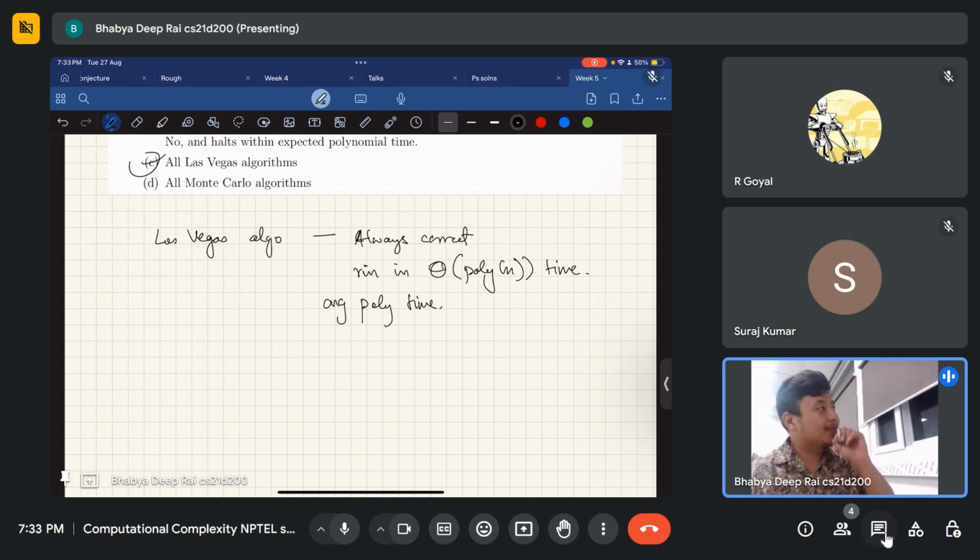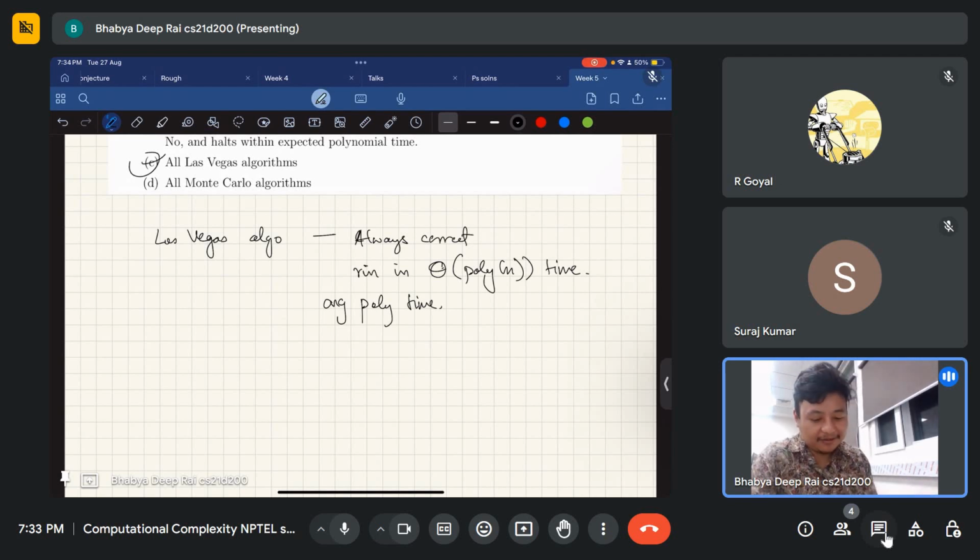Monte Carlo algorithms. I'm not sure whether it is exactly BPP or RP. Okay, I'll do a quick search. Let's see. Monte Carlo algorithm: randomized output may be incorrect with a certain typically small probability. Monte Carlo, so it is RP, I think. BPP.